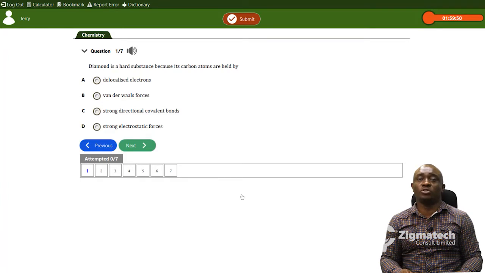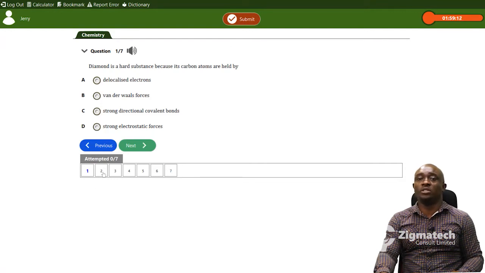I have number 1 question. Number 1 question says, diamond is a hard substance because its carbon atoms are held by dash. Number 1, the localized electron. It is not the answer. Van der Waals forces, no. Van der Waals forces are in graphite. Then strong covalent bond. Yes, that is the answer because the diamond is held by strong covalent bond. It's just strong covalent bond. Remember, it's covalent bond, but it's a strong one that's holding this one. So that is how you can select your question.